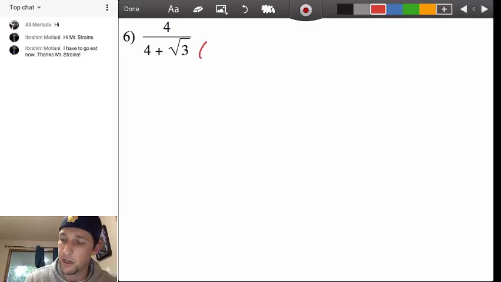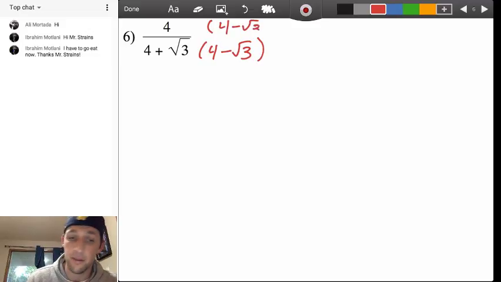It's called the conjugate. You're basically going to switch that symbol in the middle, and you're going to multiply by exactly that. So instead of 4 plus root 3, you're going to say, I want to get rid of 4 plus root 3, so I'm going to multiply by 4 minus root 3. Here's the reason this works.